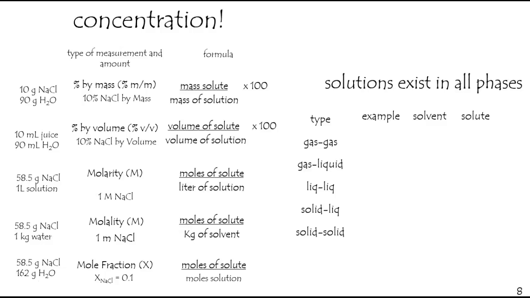Whenever we talk about solutions, we should be aware that they can exist in all phases. A gas-gas solution could be air, where nitrogen is the solvent, less abundant is oxygen, therefore the solute. A gas-liquid common mixture is soda, where the solvent would be your water, carbon dioxide is your solute. Gasoline would be an example, or vinegar, of a liquid-liquid solution, where in this case it would be water and acetic acid, where you have 5% acetic acid.